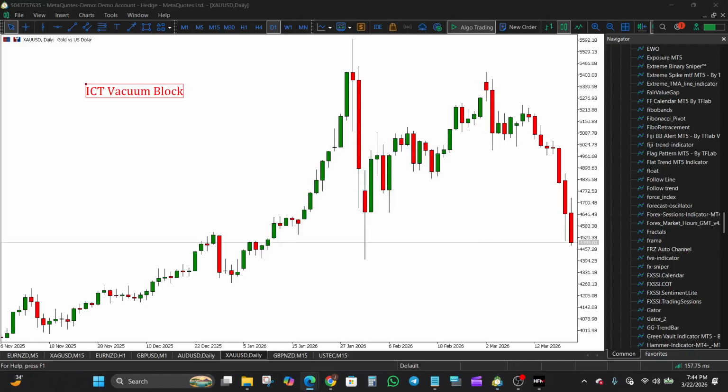Now the ICT Vacuum Block is a concept used to explain how price moves quickly through areas where there is very little liquidity. In simple terms, a vacuum block is a price zone where the market moves fast, because there are not enough orders to slow it down.